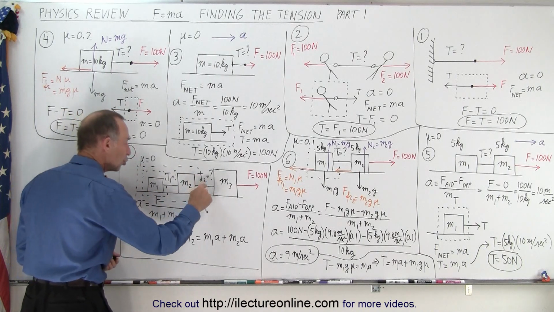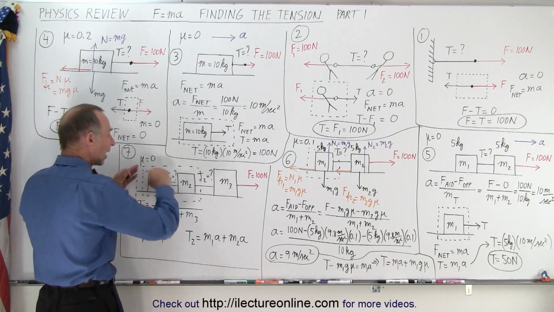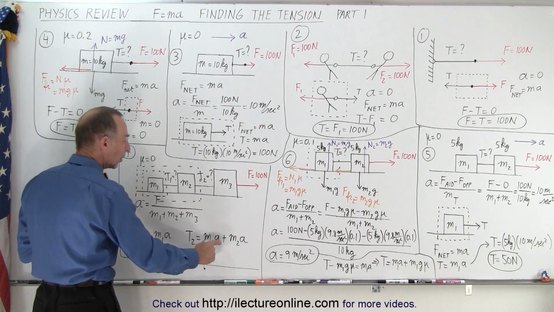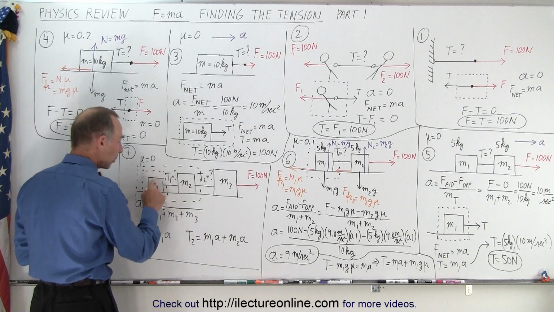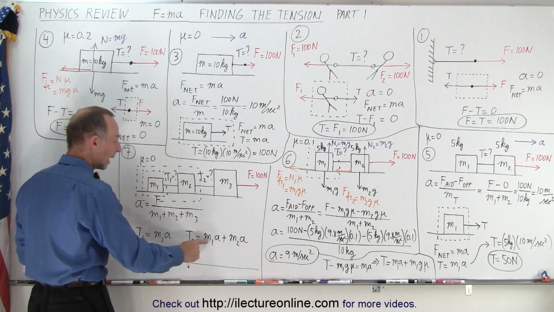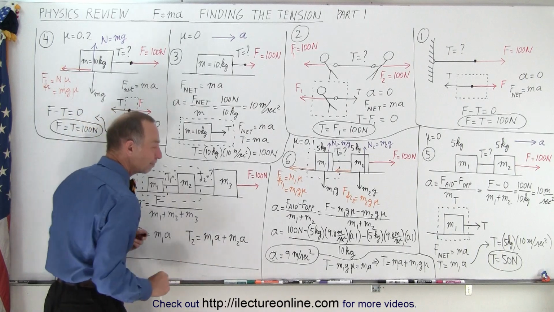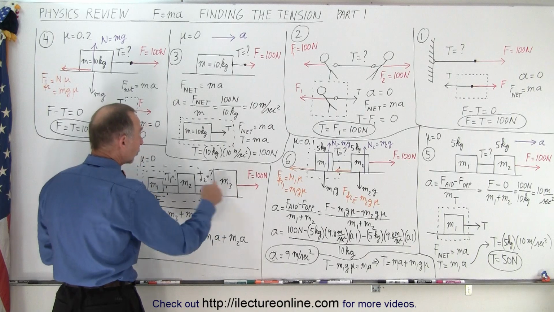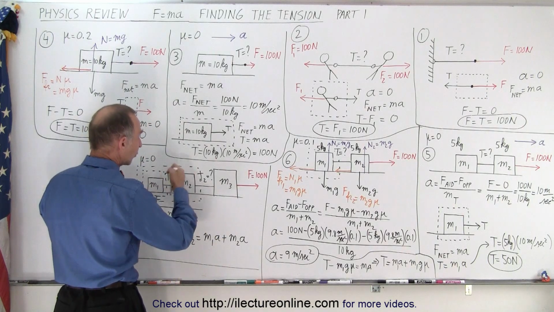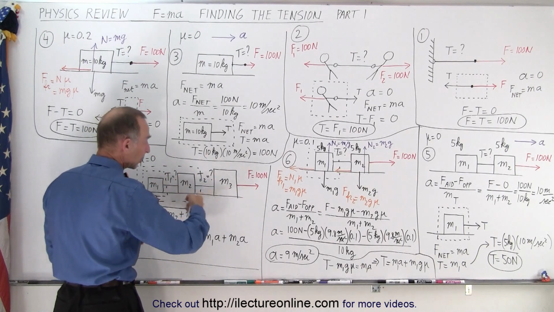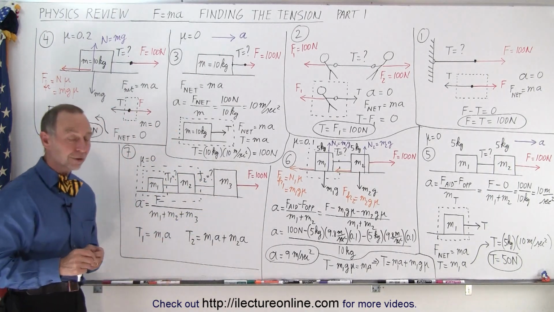And now we have T2, the only force acting on this part of the system. And so that force will equal the force required to accelerate the first block plus the force required to accelerate the second block. So T2 will be M1a plus M2a. Of course, this force here will be equal to the force required to accelerate all 3 masses, so it will be M1a plus M2a plus M3a. That's another way of looking at it as well.